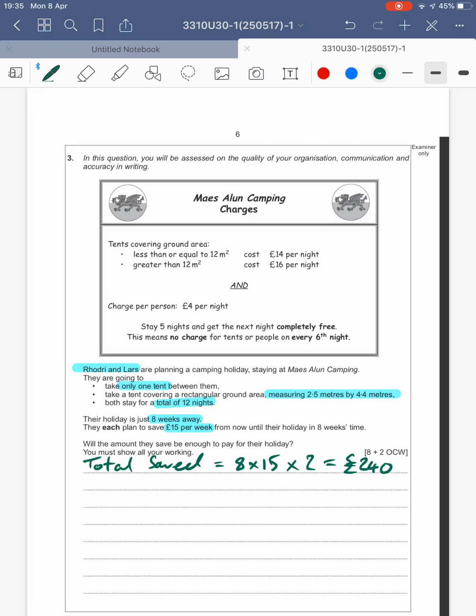So we're just going to work out now the cost of the tent. To work out the cost of the tent, we need to work out what the area of the ground is first of all. Because you can see it's either going to be £14 per night or £16 per night. So really, before we actually work out the cost of the tent, we need to work out the area of the floor, the area of the ground floor.